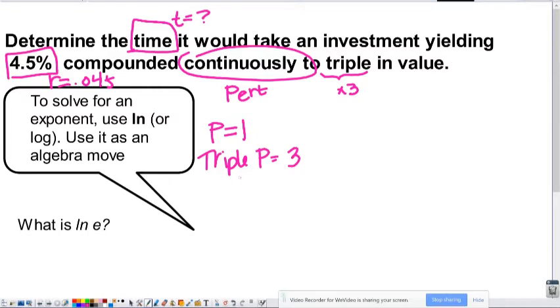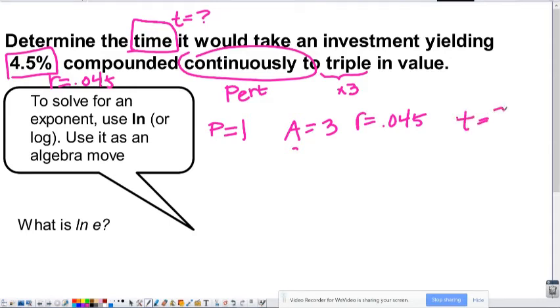I know continuously, so I know which equation I'm going to use. Let me erase this real quick. And I'm just going to write A equals 3, so I have a little more room. R equals 0.045. And I think those are all the pieces because we are looking for T. It says determine the time. So 3 equals 1, that's my P, times e to the R, R is 0.045, and we don't know time. So the first thing I'm going to do is 1 times e is just e, so I'm going to get rid of that step: e to the 0.045 t.